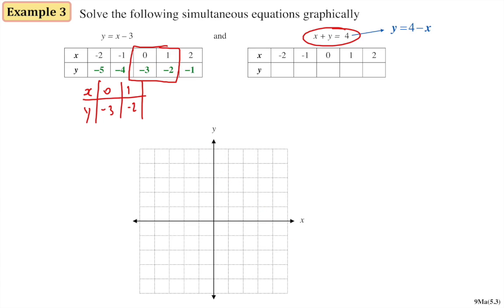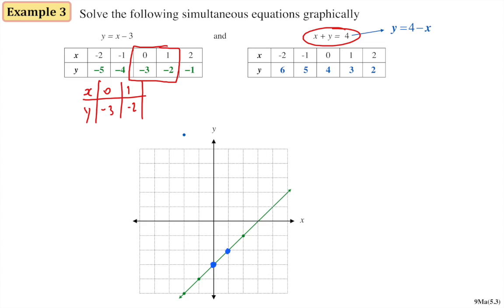So if you rearrange this line by minusing x from both sides, y is 4 take x. 4 take minus 2 is 4 plus 2, which is 6. 4 take minus 1 is 4 plus 1. 4 take 0, 4 take 1, 4 take 2. You've got your two lines now. Here's your first line. I've plotted the points and joined them. Remember, you could have just gone to (0, -3) and (1, -2) and joined them, and you would have got the same thing.